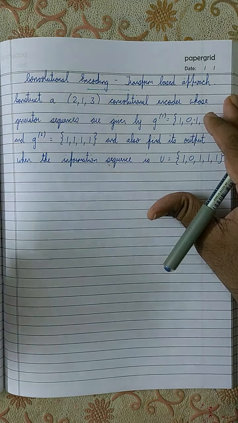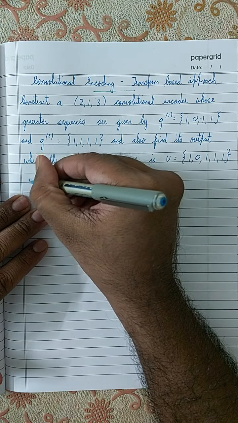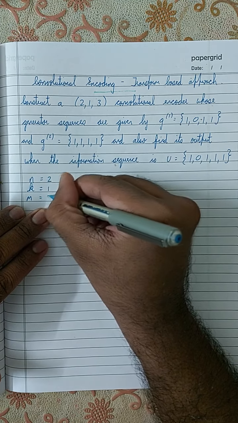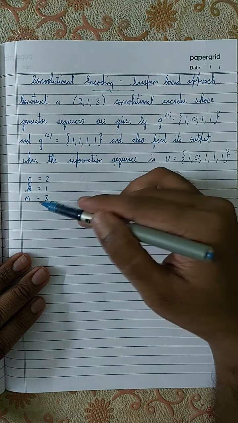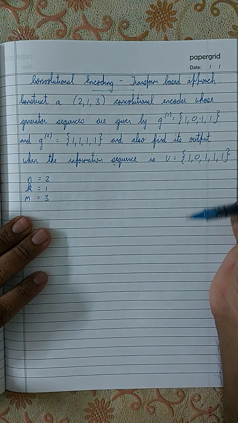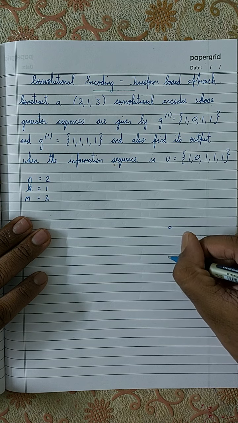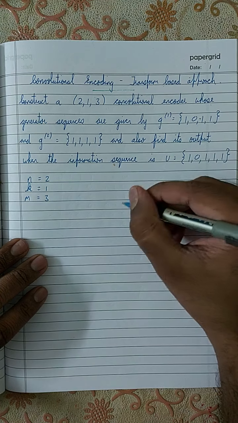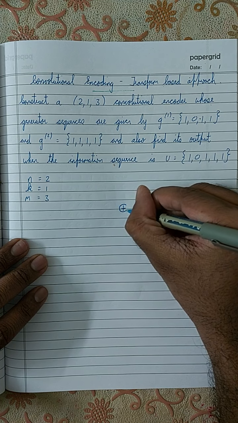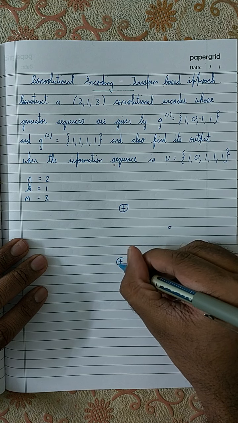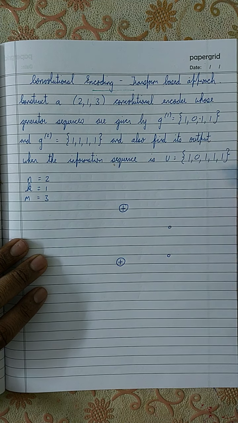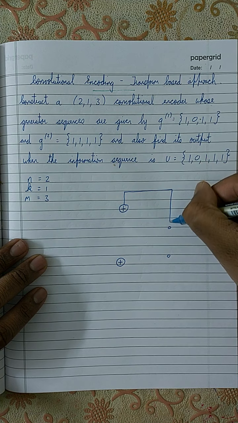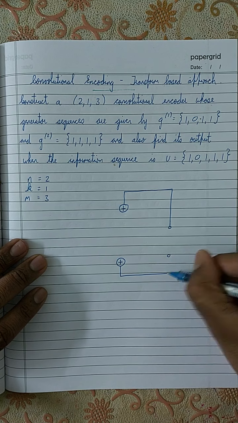So here it is 2-1-3, which means the value of small n is equal to 2, the value of small k is equal to 1, and the value of small m is equal to 3. In an (n, k, m) convolution encoder, the number of output bits is 2, so I'm going to draw 2 output signals. Since there are 2 output signals, I might need 2 XOR functions. Not necessarily, it depends. If there is only one connection, then you don't need an XOR function. Anyway, I'll draw 2 XOR functions and connect them to the output signals.